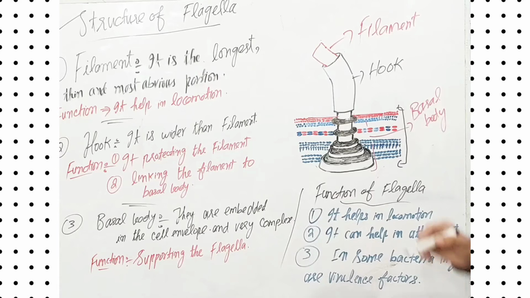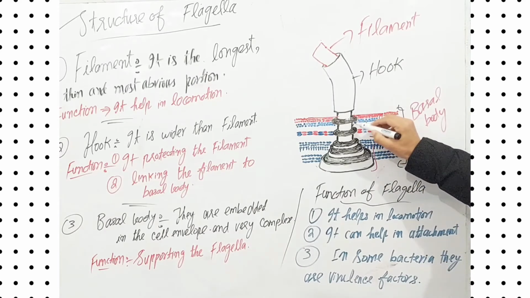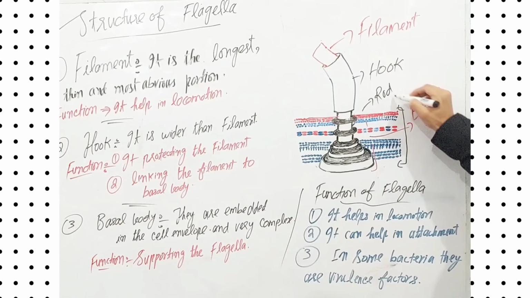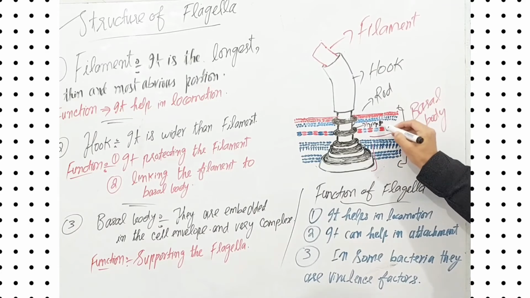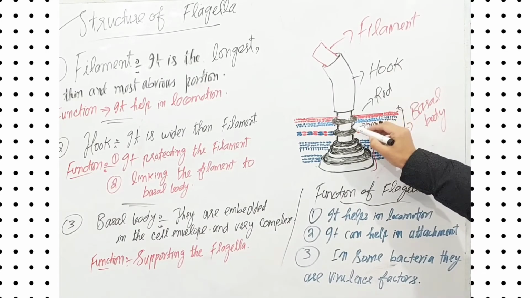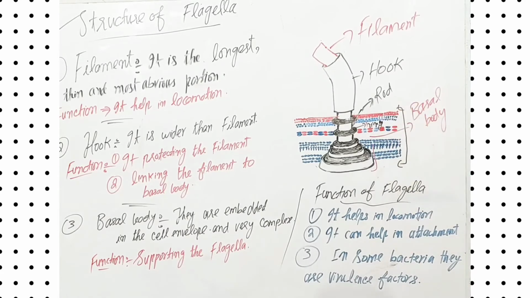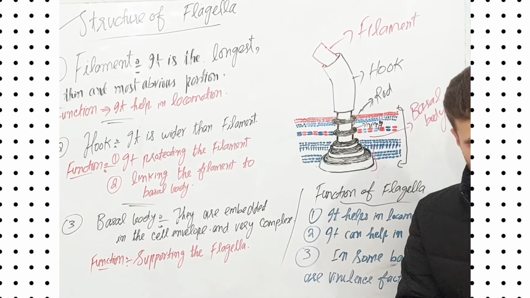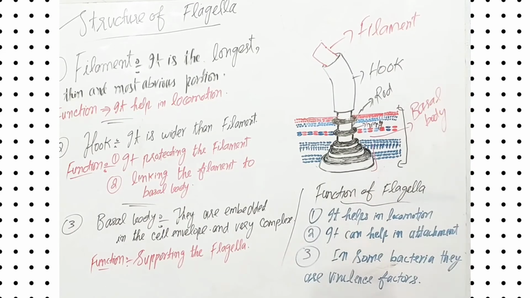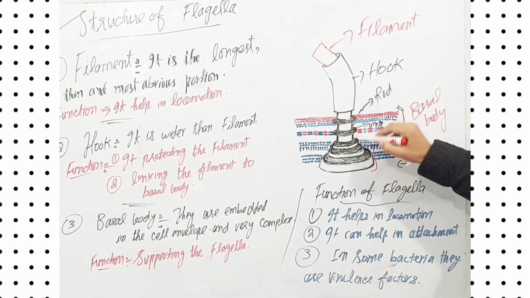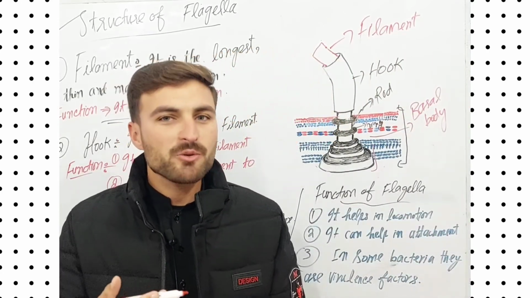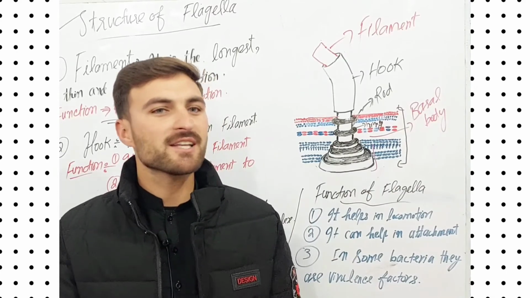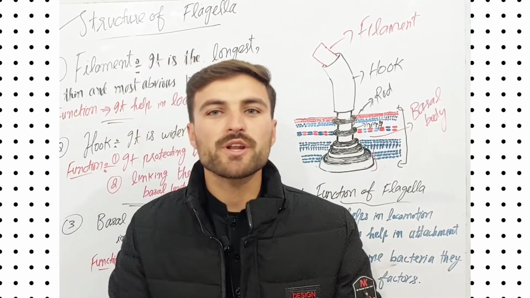If you analyze this structure which is here, this one is a rod, and the structure which is here is a ring, and this structure is a rod. Now let's discuss the rings. Let's take the example of gram-negative bacteria. Gram-negative bacteria have 4 rings, whereas gram-positive bacteria have 2 rings.